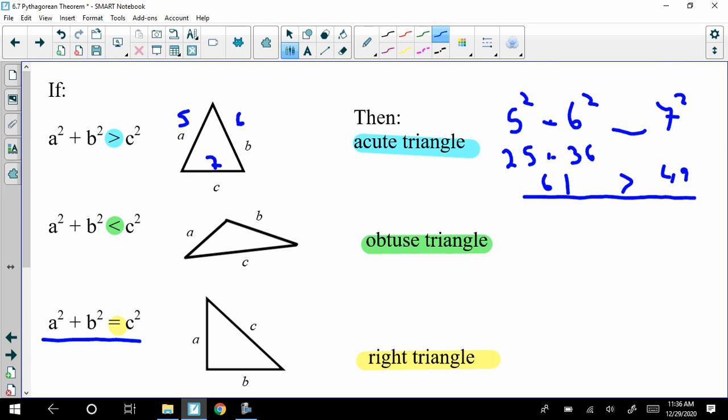Now, for an obtuse triangle, we could have something like 5, 6, and 10. Why did I pick 10? Well, I know 5 plus 6 is 11.